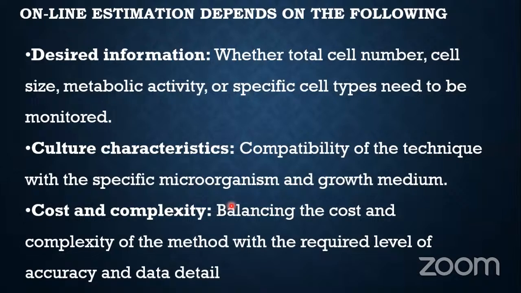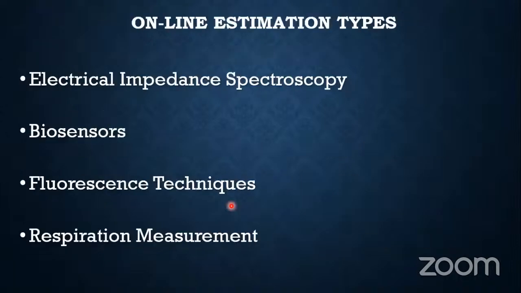So we have types of online estimation method. We have the electrical impedance spectrophotometry. We also have biosensors. We have fluorescence techniques, respiratory measurement. Let me explain them one by one.